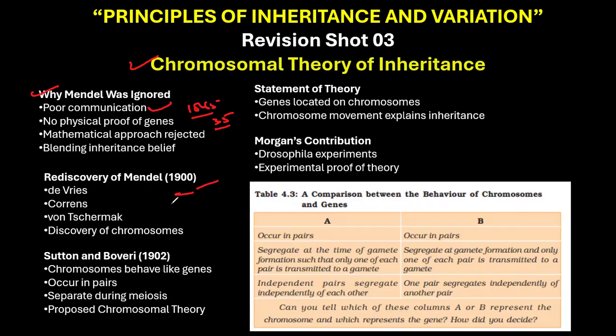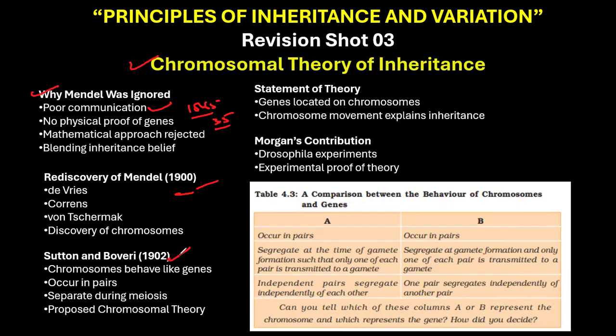Scientists observed that chromosomes duplicate and divide during cell division. They are visible during meiosis. Then chromosomes occur in pairs, and this matched Mendel's idea that genes occur in pairs. One gene comes from each parent, and this was Mendel's idea also.